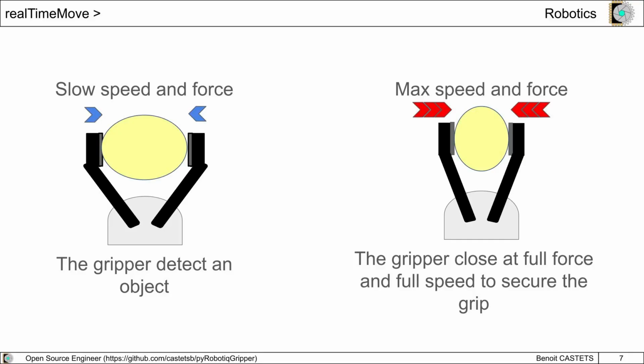And one feature that we have also in this function is, if you ask for the maximum opening or the maximum closing, the gripper will go there at full speed and full force. So the gripper assumes that if you ask for position 0 or position 255, you want to close on an object, so it goes full speed, full force. Let's check the documentation of this.